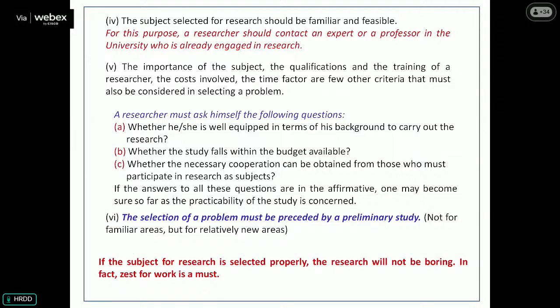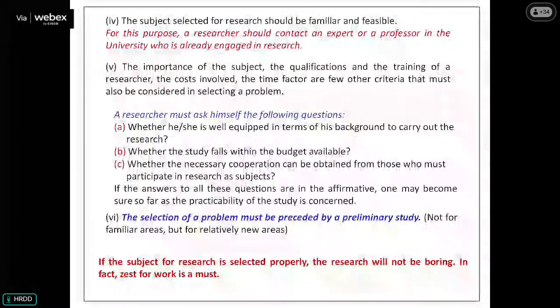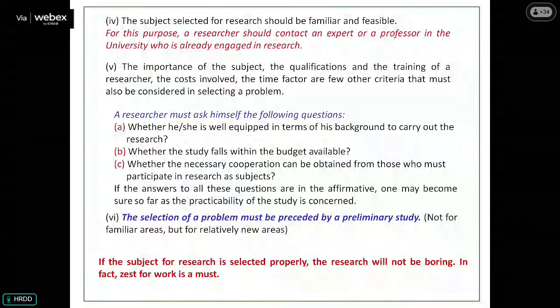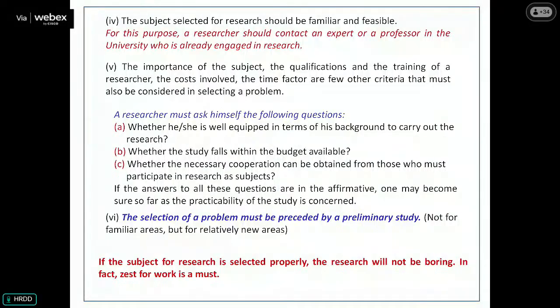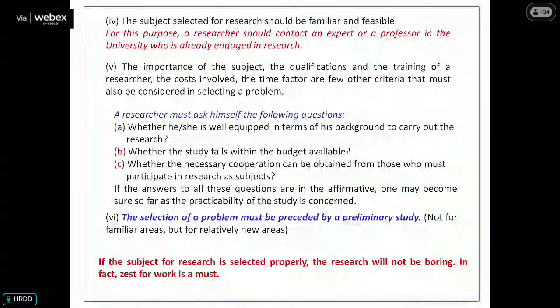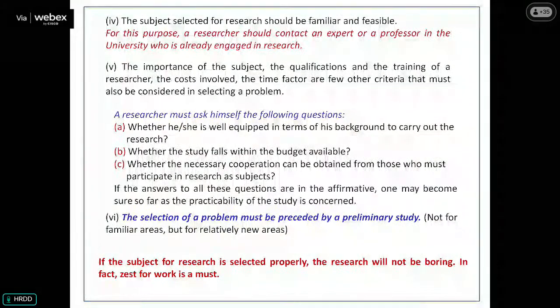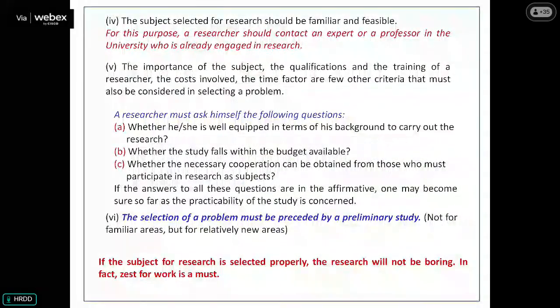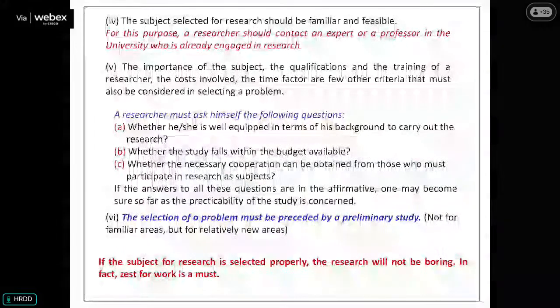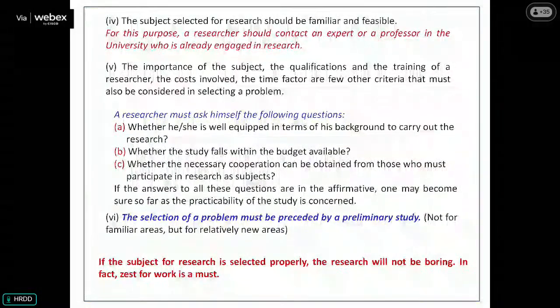So for that, what the researchers should do is ask the following questions. A researcher must ask himself the following questions, taking these into account: whether she is well equipped in terms of background to carry out the research. Okay, there are some doubts, whether he was telling, I am a specialist in some area, can I work in this? I told yes. You are a broad physics or chemistry person. You can work in any area. Don't think like that. You just have to spend some time with the literature.